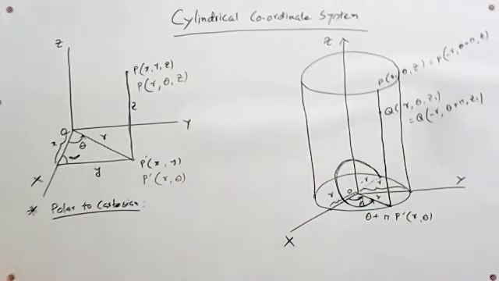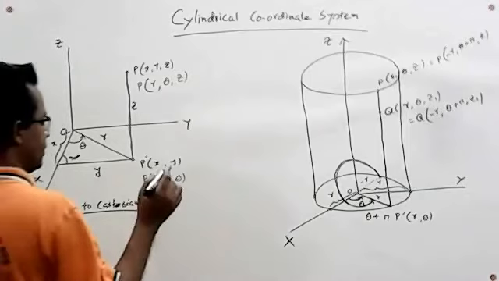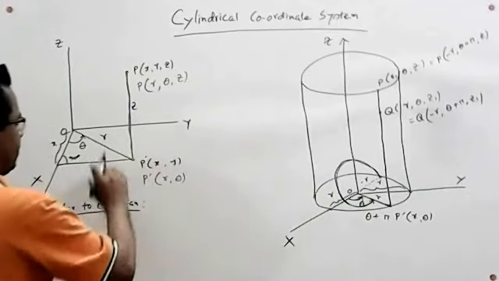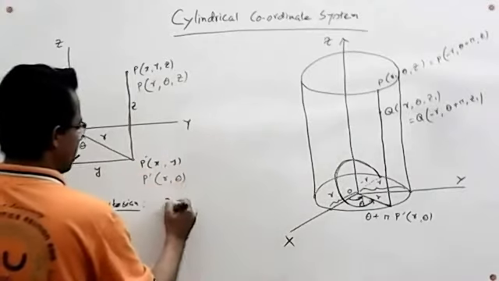We have to observe this figure carefully. We have r, theta, and z, and we have to find out the value of x, y, and z. Here one thing is very clear: in both coordinate systems, Cartesian and cylindrical, z is equal.